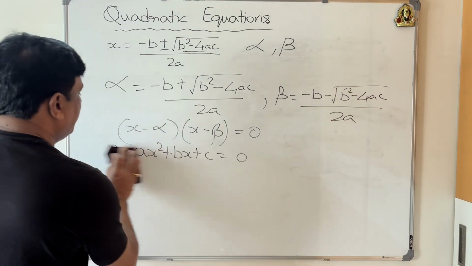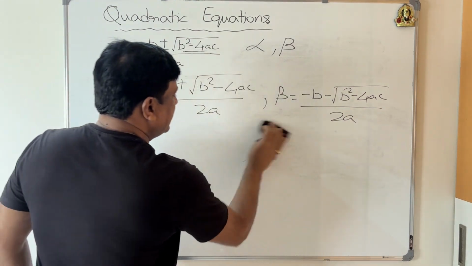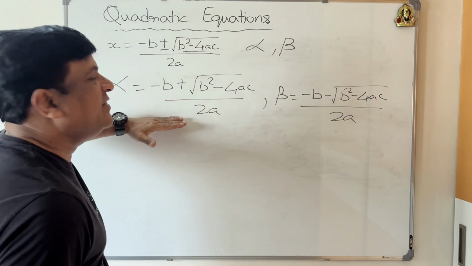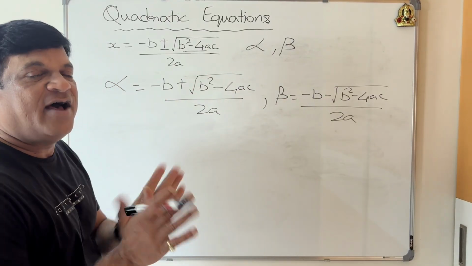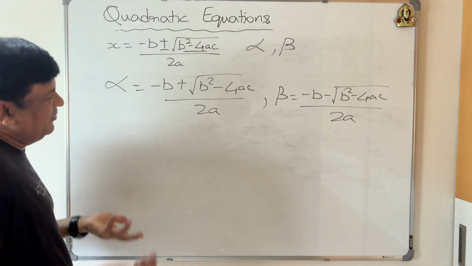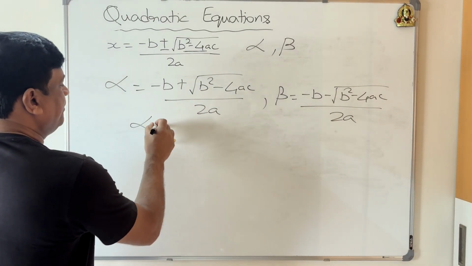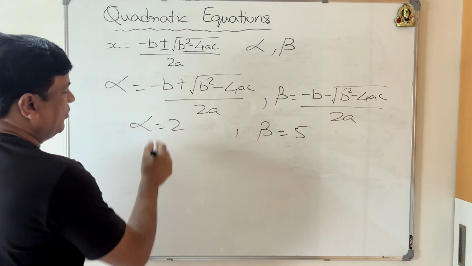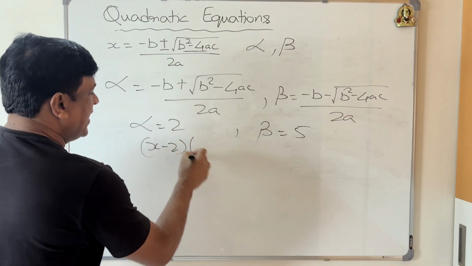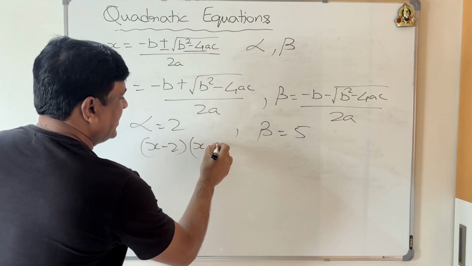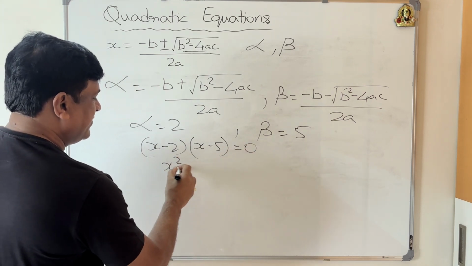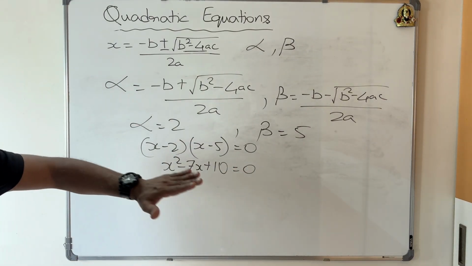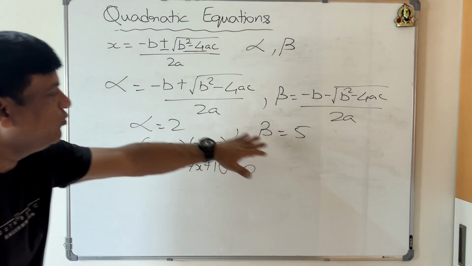Now, if the roots are given to you, they give you the values of alpha and beta, and they ask you to give the quadratic equation. So suppose they have given alpha is equal to 2 and beta is equal to 5. How are you going to find the quadratic equation? So simple. You need to do (x - 2) times (x - 5), because these are the roots. When you multiply these two, you get the equation. This is the reverse way of finding the quadratic equation if the roots are given.